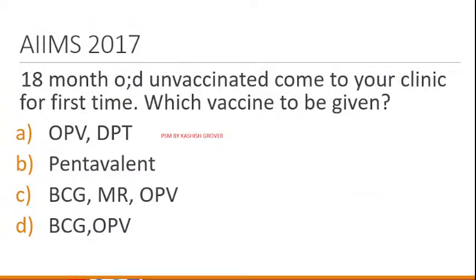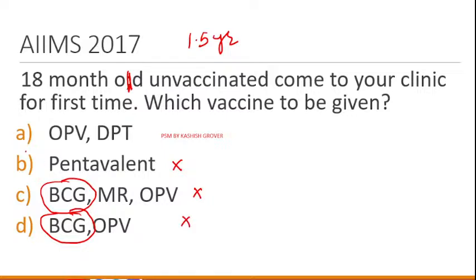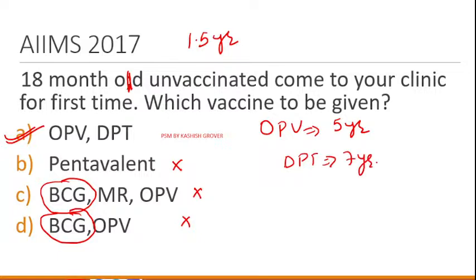Now can you solve this question for me? An 18-month-old unvaccinated kid comes to your clinic for the first time. Which vaccine to be given? So 18 months, a 1.5-year kid. Pentavalent is not given after 1 year, so this is ruled out. BCG is not given after 1 year, so this is also ruled out. So we have the options OPV and DPT. OPV is given up to 5 years and DPT is given up to 7 years.